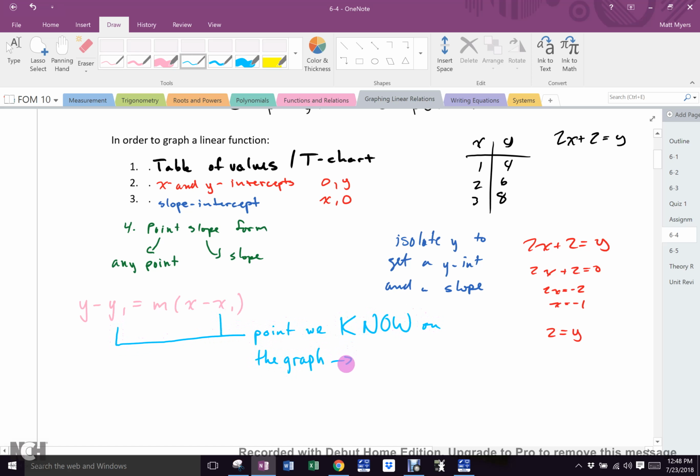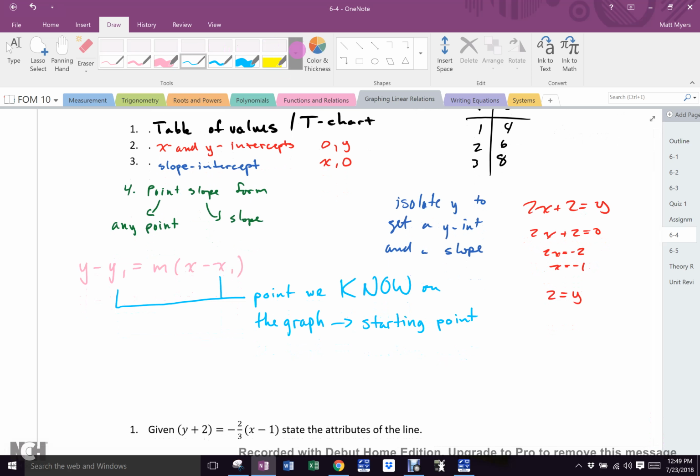So it is our starting point. Just like in slope-intercept form, we start at the y-intercept. In point-slope form, we start at that point. But there's a trick. You need to look at it. Here is what I mean.